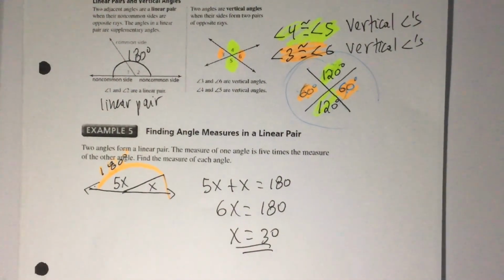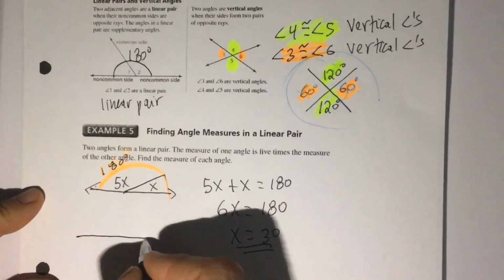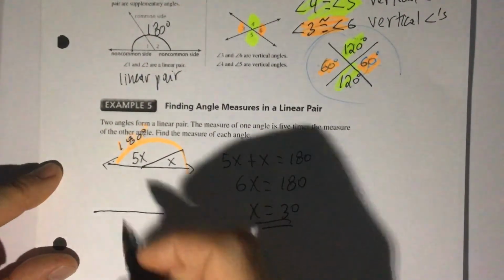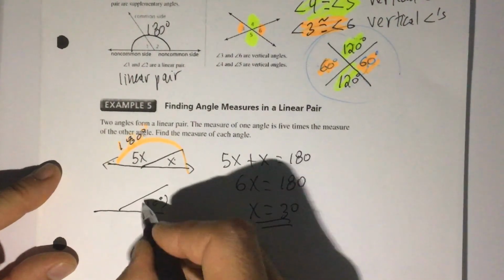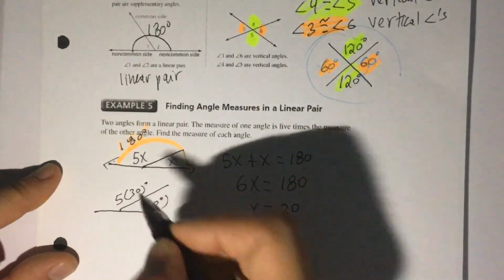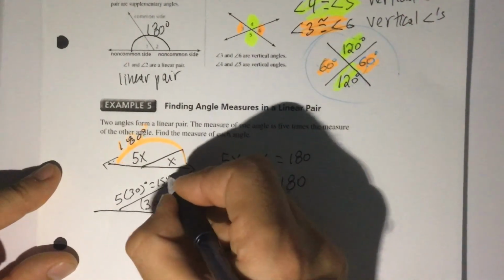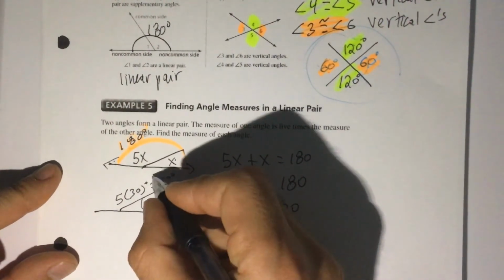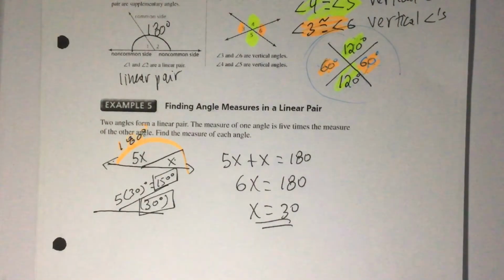So now we can plug in the information, right? Let me draw it over here so we can see it. We know that this angle is 30 degrees, right? That's x. And this one is 5 times 30 degrees, which in this case is 150 degrees. So my angles are going to be 150 degrees and 30 degrees.